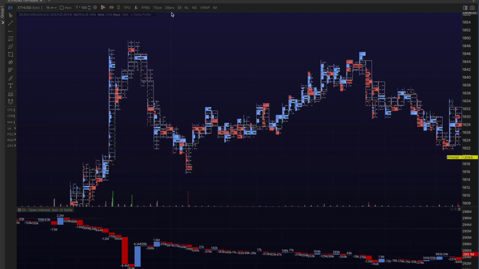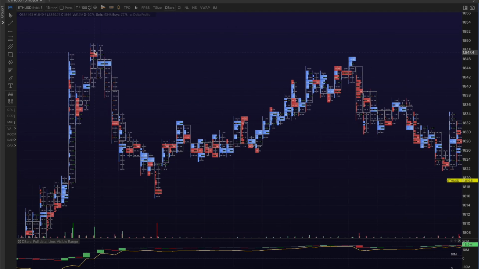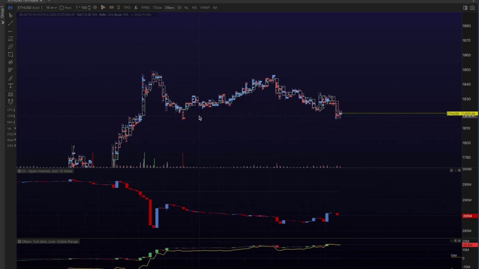But another sign that is really crucial would have been this right here. So here you can see that CVD is making a higher high while price is making a lower high on the chart. So that's your number one sign that there is absorption in the market. But unfortunately for this one, we did not have increasing open interest. The market was actually in a dying condition right here.